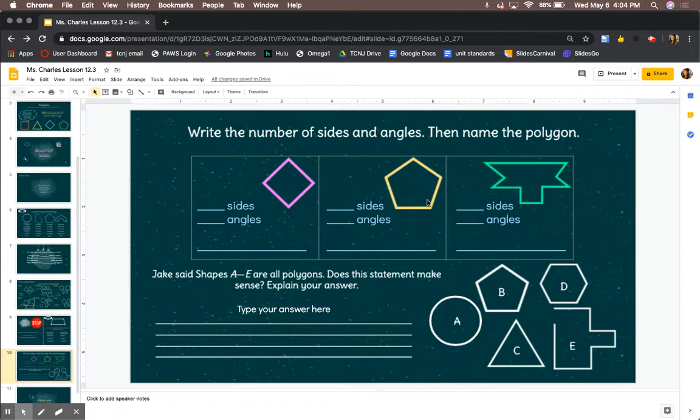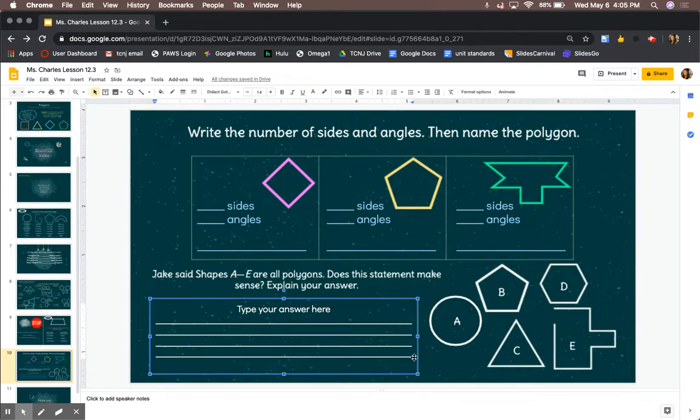And then the final question is just a little open-ended question, and it says, Jake says shapes A through E are all polygons. Does this statement make sense? Explain your answer. So we are talking about these shapes over here. So this is shape A, shape B, shape C, shape D, and shape E. So Jake was saying that all of these shapes are polygons. Do you agree? Do you disagree?